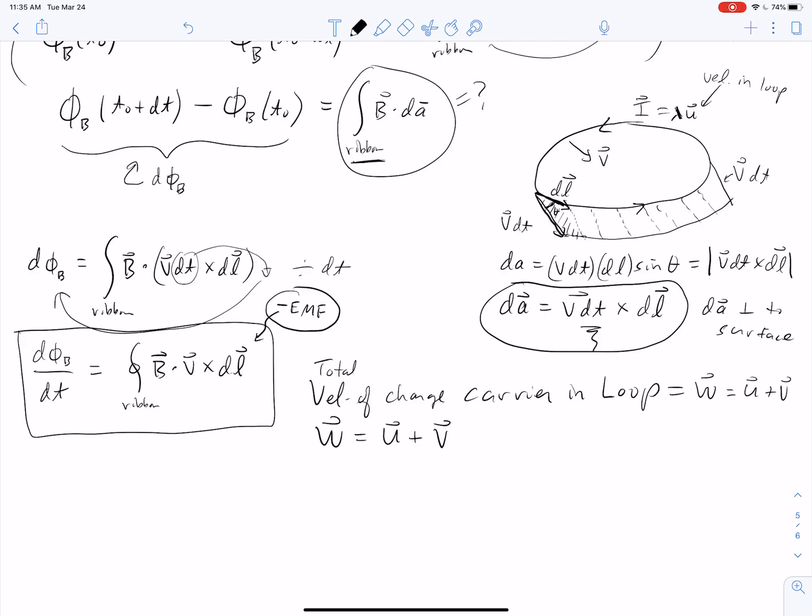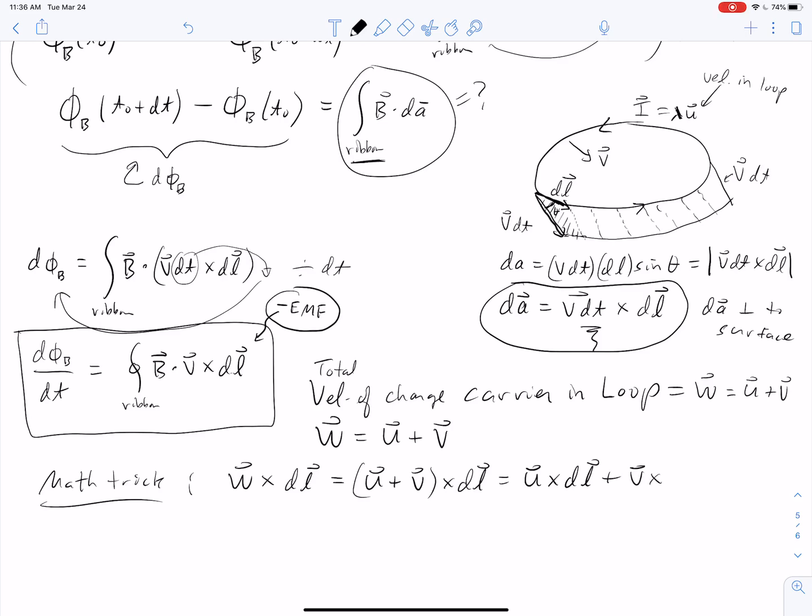Okay, but now let's get a little tricky, because now let's notice a little mathematical trick. Math trick. And our math trick is that let's just notice that w cross dl is equal to u plus v cross dl is equal to u cross dl plus v cross dl. Okay, so far nothing looks too tricky, but now comes the tricky thing.